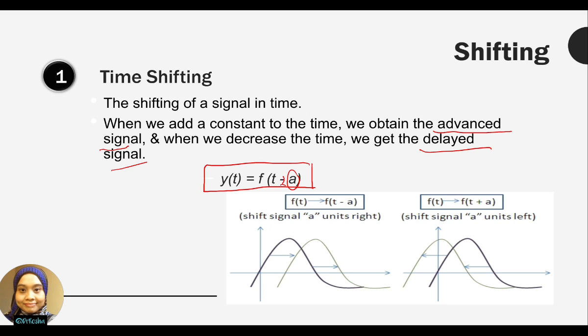For example, here we have a signal that we want to make delayed because we decrease the time. The original one is the black bold signal over here. When we shift it to be a delayed signal, it will be shifted to the right. But if we want to make it an advanced signal, we add a constant to the time, and the shape of the signal will be shifted to the left. So that is for time shifting.